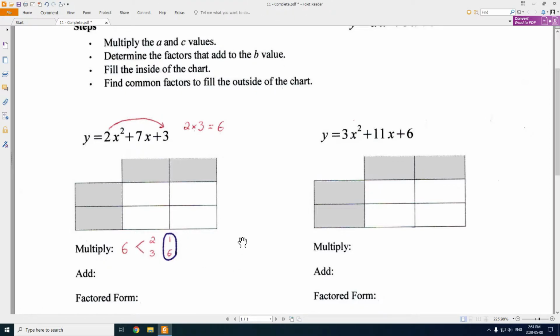I'll list out as many as I need to, and we're going to choose the ones that add to the middle number, just like before. We're going to choose the ones that add to 7. And I've circled it. So those are the ones we're going to use.